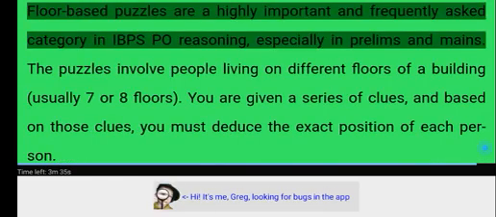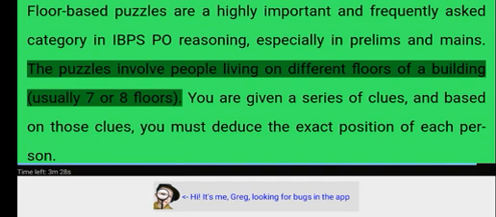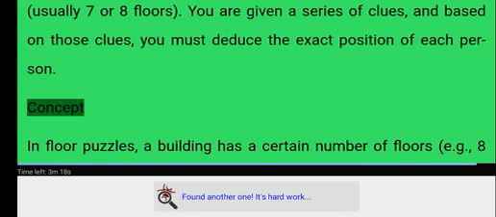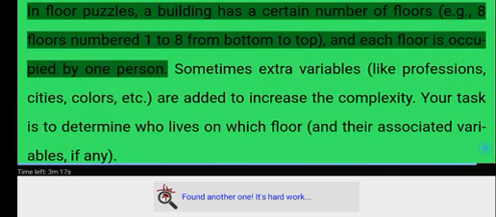Floor puzzle. Floor-based puzzles are a highly important and frequently asked category in IBPS PO reasoning, especially in prelims and mains. The puzzles involve people living on different floors of a building, usually 7 or 8 floors. You are given a series of clues, and based on those clues, you must deduce the exact position of each person. Concept: in floor puzzles, a building has a certain number of floors, e.g., 8 floors numbered 1 to 8 from bottom to top, and each floor is occupied by one person.